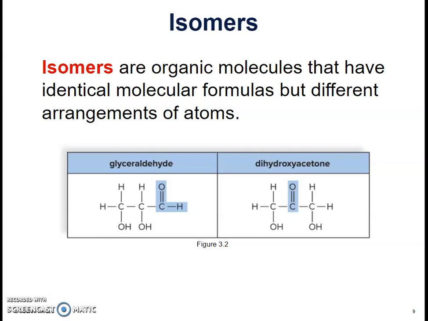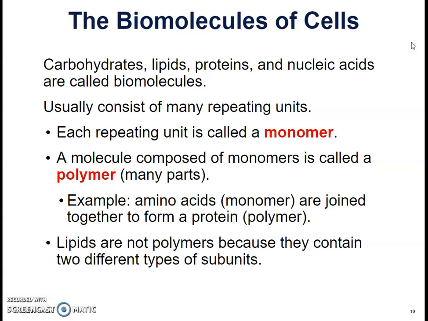Isomers are organic molecules that have the same atoms, they have the same molecular formulas, but they are arranged differently. Okay, so here we have glyceraldehyde, and it has all of the same atoms and the same ratios as this molecule over here. But you'll notice that the double bond, the 2 lines right here, that double covalent bond in the glyceraldehyde is in a different location in this molecule. So they have the same elements in the same amounts, they're just arranged a little differently. So those are called isomers. Biomolecules of the cell.